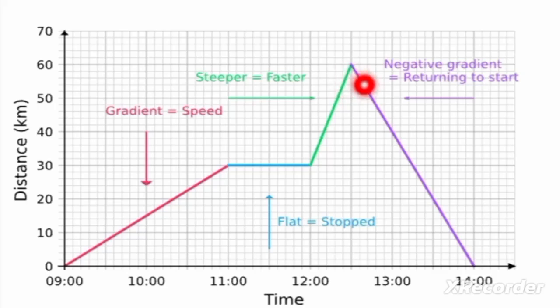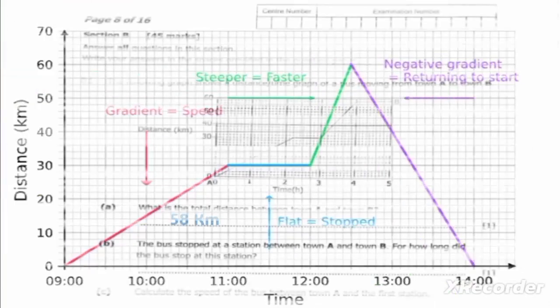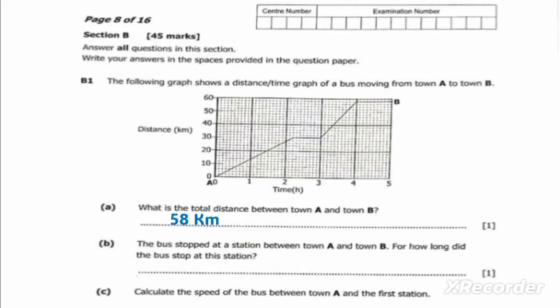Then this one represents a negative gradient, or returning to station, or we can come back to this one. Okay, so we have seen that a flat line represents station or stopped. So what are we going to do to find the time it took for this bus to be at this station, the time the bus stopped at the station?